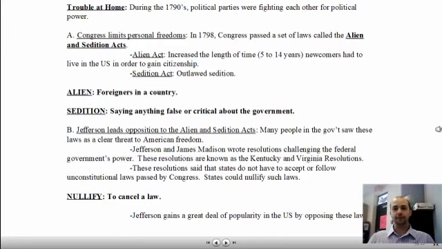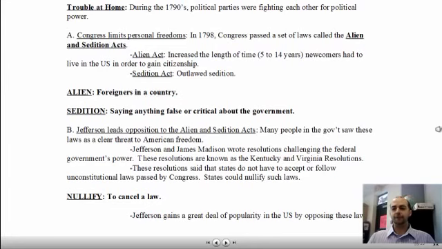Jefferson and Madison, they wrote resolutions challenging the federal government's power. They said, hey, we have the First Amendment that says no laws will limit speech, be it sedition or not. And so the two resolutions that he and Madison wrote are known as the Kentucky and Virginia resolutions. And what they said was that these resolutions said that the states do not have to accept or follow unconstitutional laws passed by Congress. States could nullify or cancel such laws.